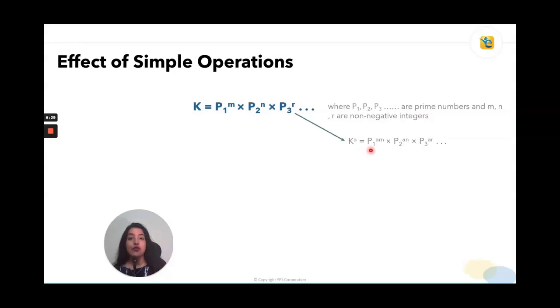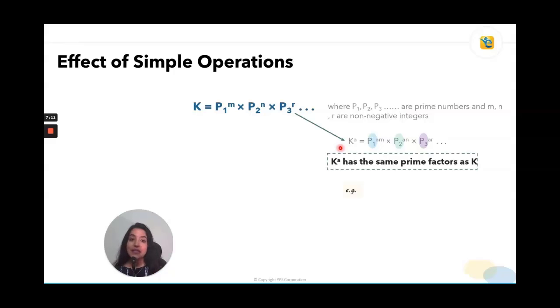This is something you know from exponents, that powers get multiplied. So this is p1 to the power am, p2 to the power an, and so on. Now notice one thing, the prime factors that you have for k to the power a are p1, this one that's highlighted first, p2 and p3. These are exactly the same prime factors you had for k, right? So k to the power a has the same prime factors as k. So although your prime factorization changed, the prime factors did not change. It's still the same building blocks for the number.